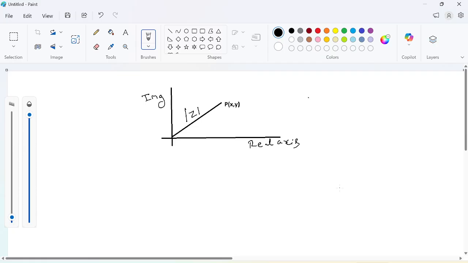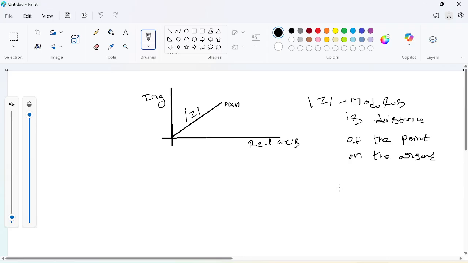So the modulus of a complex number is the distance of the point on the Argand plane from the origin.